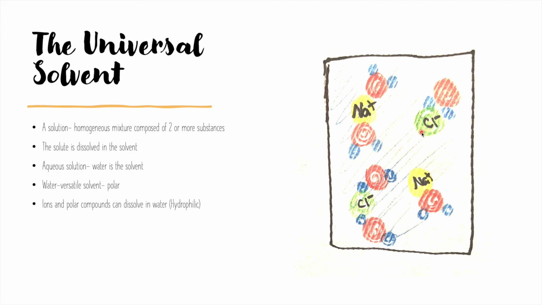The slightly positive hydrogen in water molecules surrounds the negative chloride ion, and the slightly negative oxygen atom in water molecules surrounds the positive sodium cation. This generates the formation of hydration shells around the ions, inducing the dissolution process.